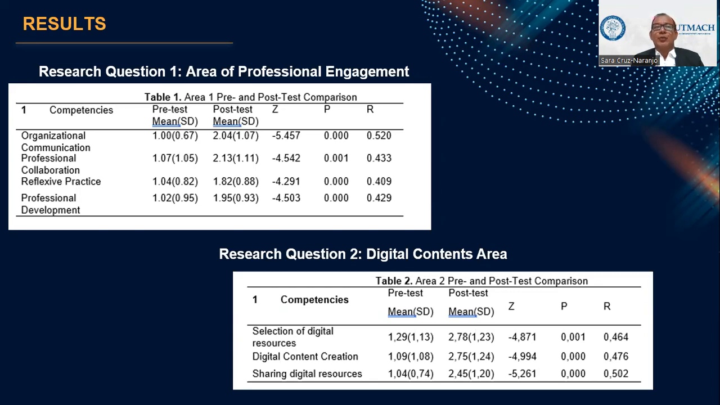Similarly, through the Wilcoxon signed-rank test, it is confirmed that there are statistically significant differences between the pre-test and post-test in all competencies. Furthermore, if we review the effect size, we can observe a large effect only in the organizational communication competency, which went from 0.520, and a medium effect in the other competencies.